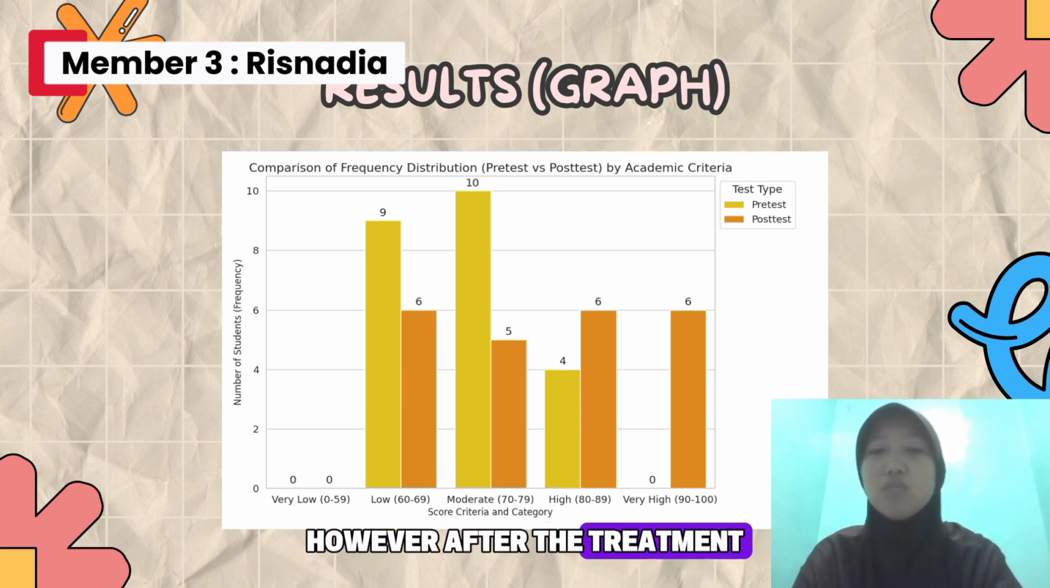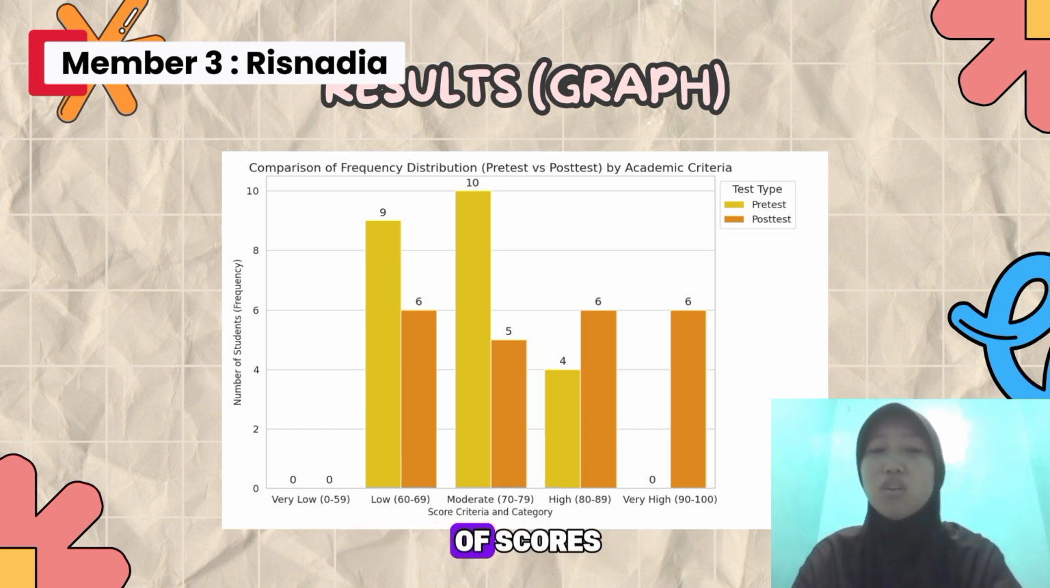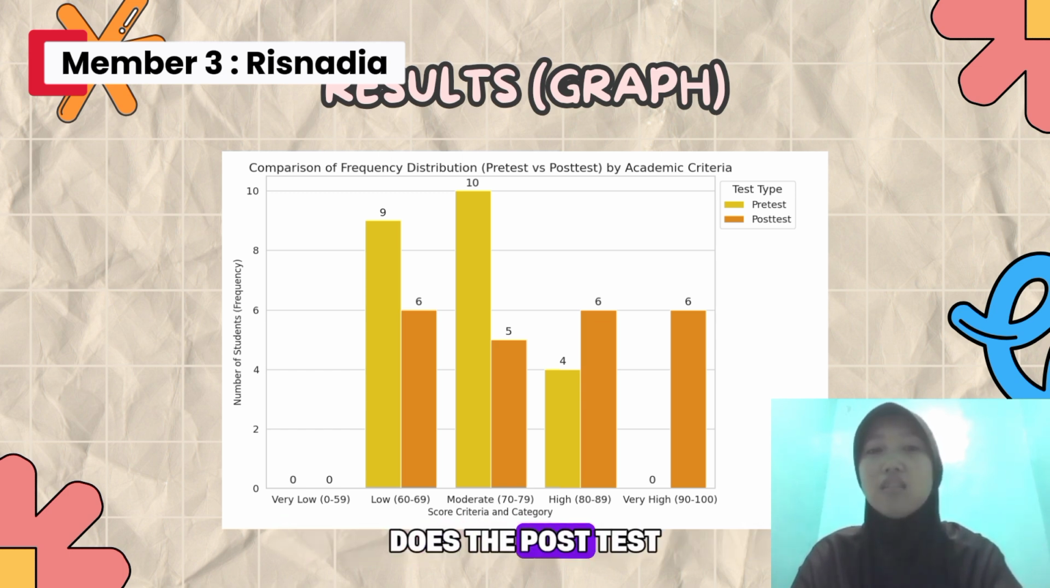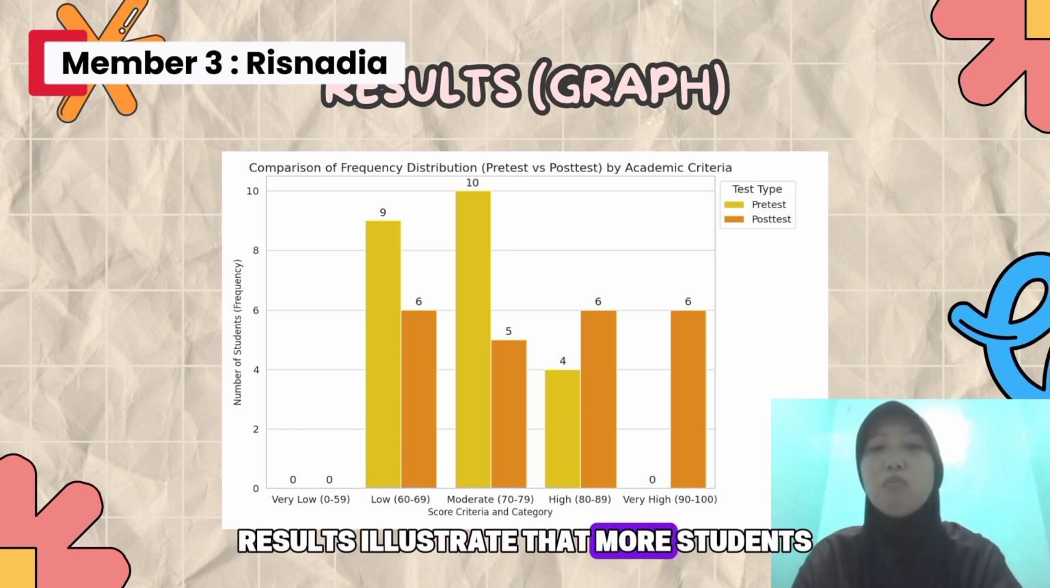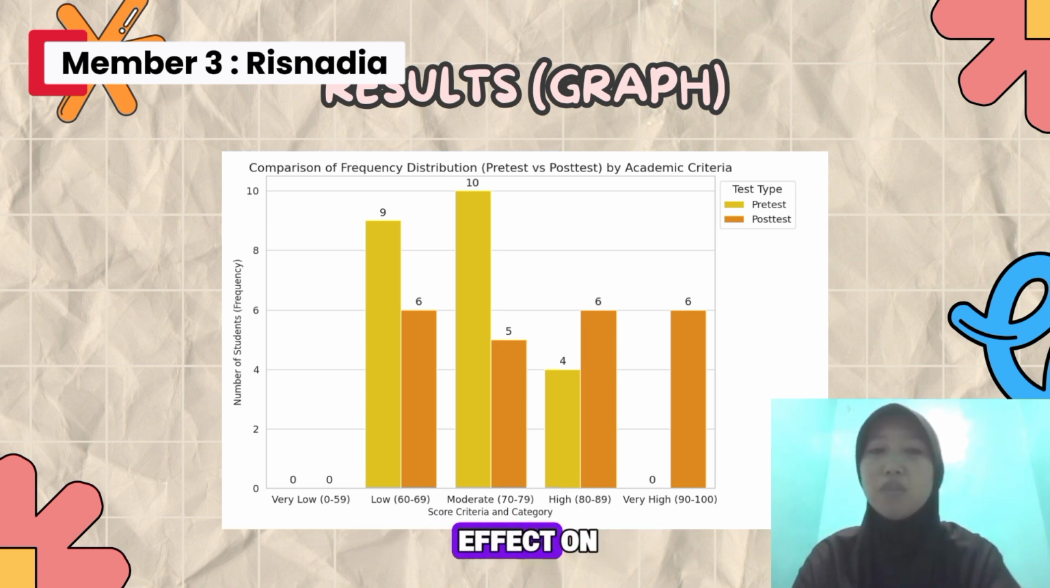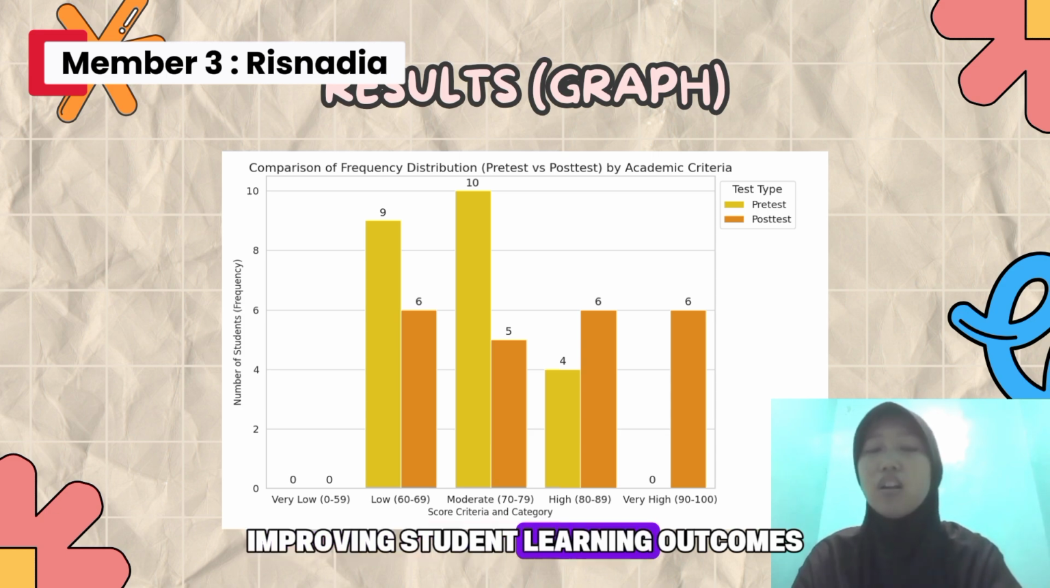However, after the treatment was given, there was a significant shift in the distribution of scores. The number of students in the low and moderate categories decreased, while the frequency of scores in the high and very high categories increased, reaching 6 students each. Thus, the post-test results illustrate that more students obtained high scores after the learning was given. This change indicates that the treatment applied had a positive effect on improving student learning outcomes.